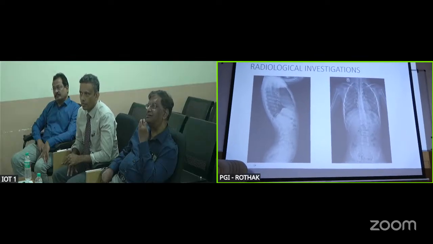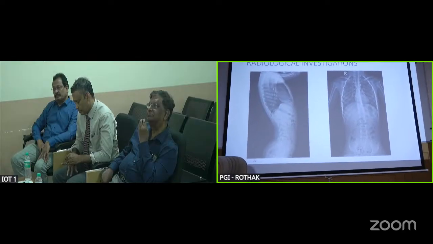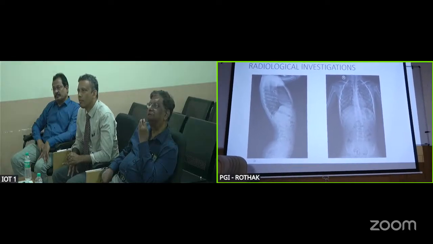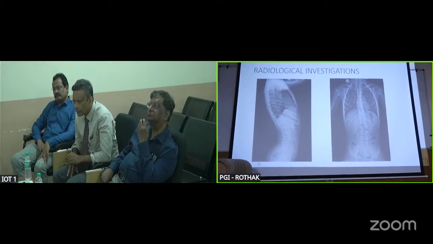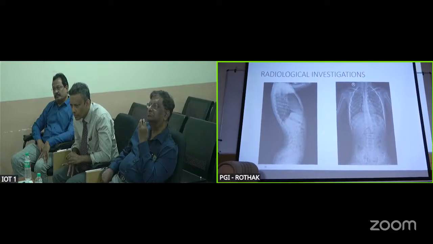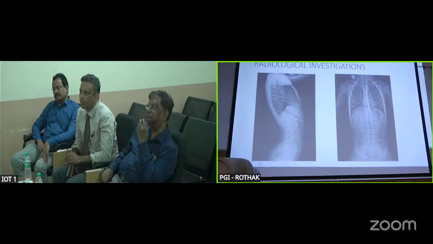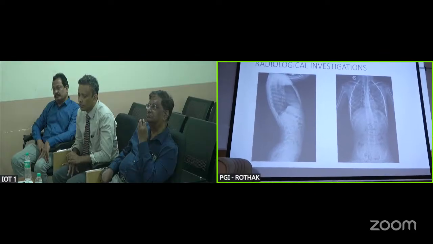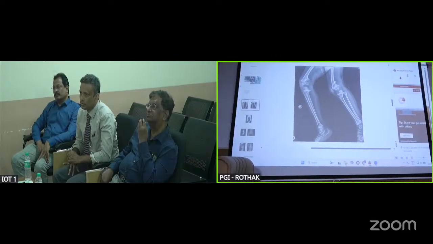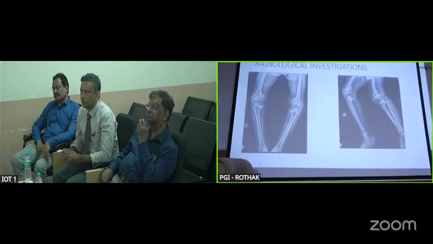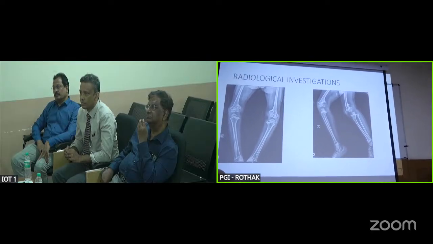Any other test you would like to get done? Sir, after the blood investigations and radiological investigations, we can get molecular tests done for this patient. If we are suspecting skeletal dysplasia, then there are various mutations, collagen developmental disorders. Collagen X is usually not malformed in those cases.